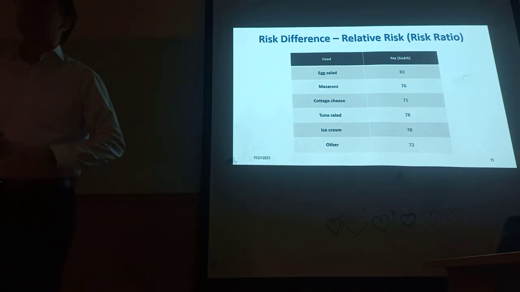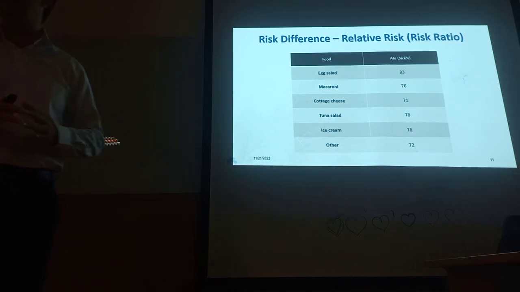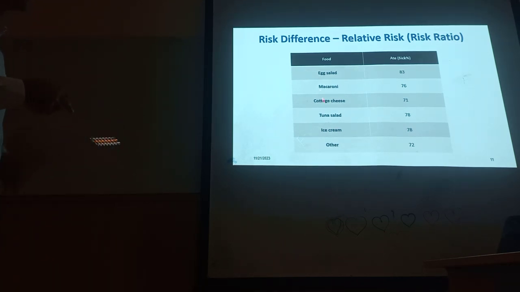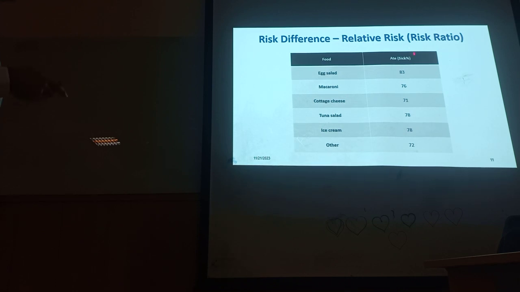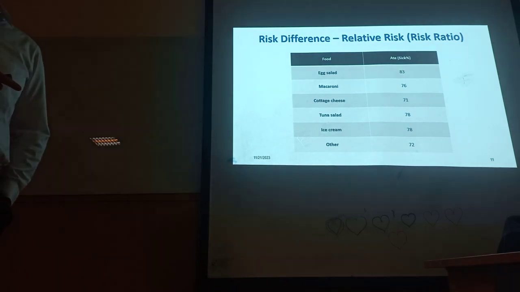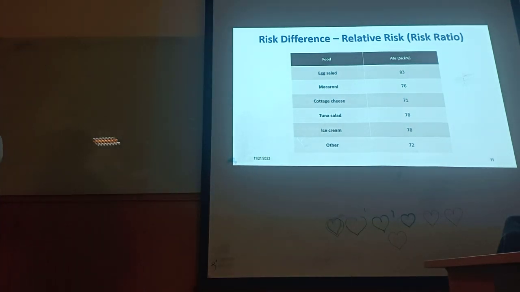This is data collected after a foodborne outbreak, a food poisoning outbreak. These are food items that have been served in that party. And these are risks for getting sick for those who ate each food item. Which means the risk of getting sick for those people who ate egg salad in the party is 83%. 83% of those who ate egg salad got sick.